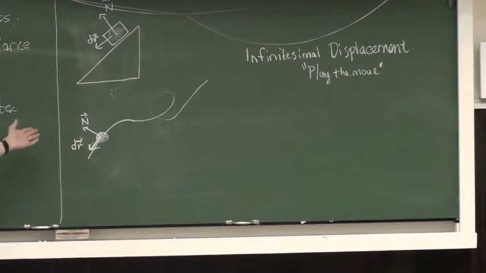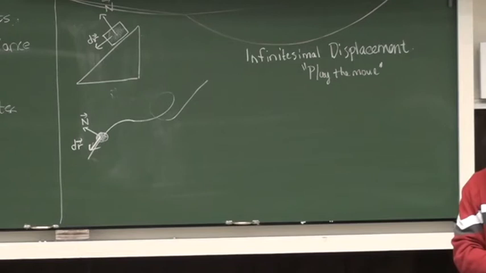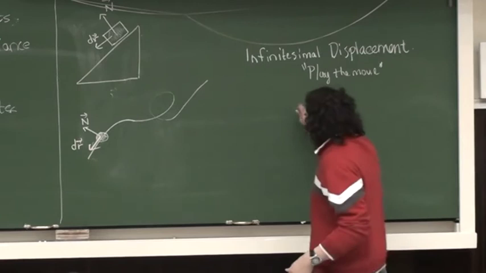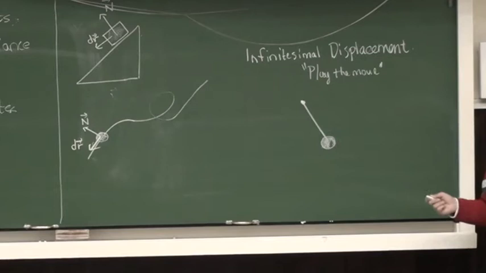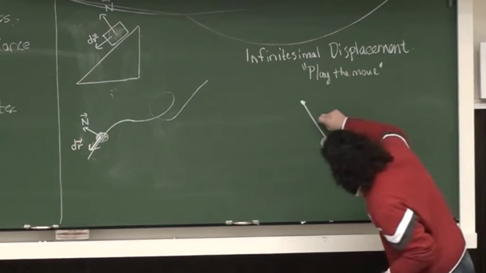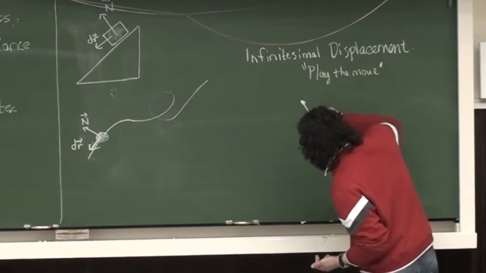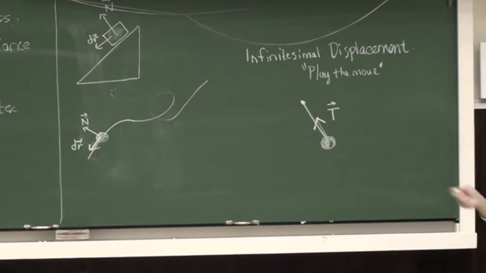Let's try another one. Let's say we've got the pendulum. The simple pendulum is a good example to consider. That's a system that looks like this. Right, what's the constraint force? Tension. Where's it pointing? Up the rod. There's tension. Play the movie. What happens?